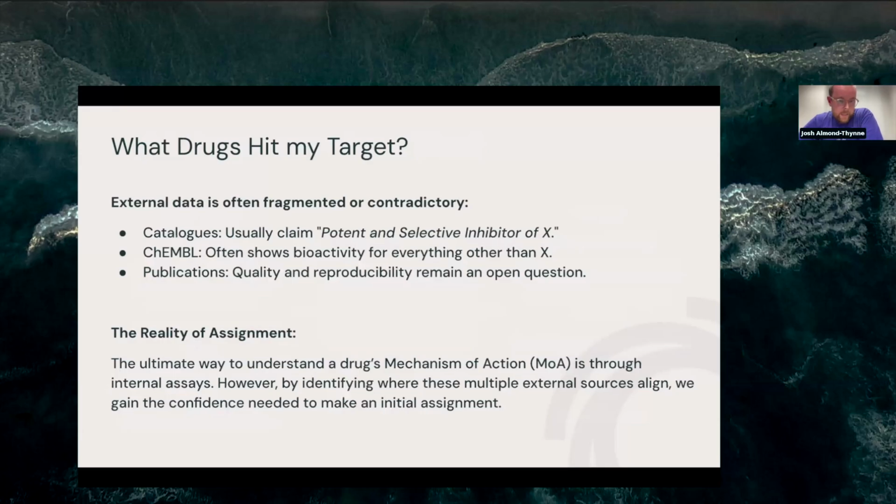The second question is a little bit harder, and I think it's worth calling out the fact that external data is just really difficult to handle when it comes to high quality relationships between drugs and targets. You'll have a catalog, it'll usually claim something like a potent and selective inhibitor of X. You then have ChEMBL, so it'll often show the bioactivity for every target other than X. And then you have a number of publications of varying reproducibility and quality. And again, given a large amount of time, one can put together an idea of whether or not this is a high quality clinical asset or not.